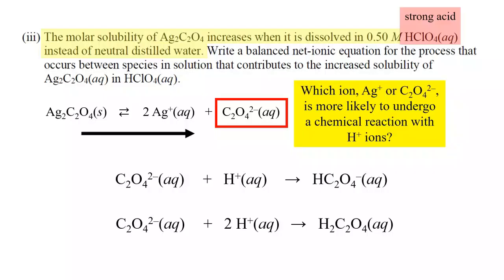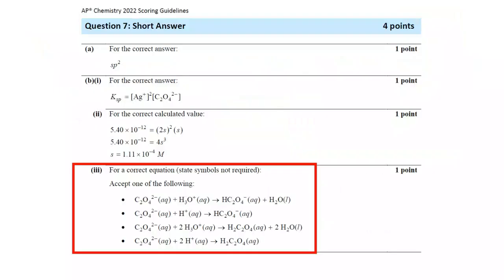Now, let's go ahead and look at the official scoring guidelines for the 2022 AP Chemistry exam question 7. They actually gave 4 different possible answers, 2 of which involve the reaction with the hydronium ion, and then 2 of which involve the reaction with H+, as I showed you on that slide. So these 2 that I'm highlighting with that red arrow are what I just talked about: oxalate reacting with H+ to produce either the hydrogen oxalate ion or oxalic acid.